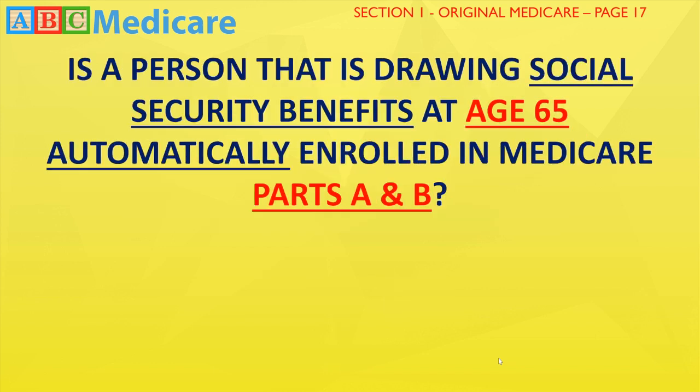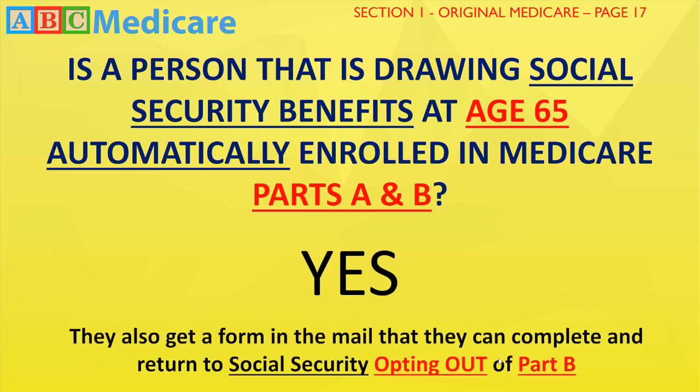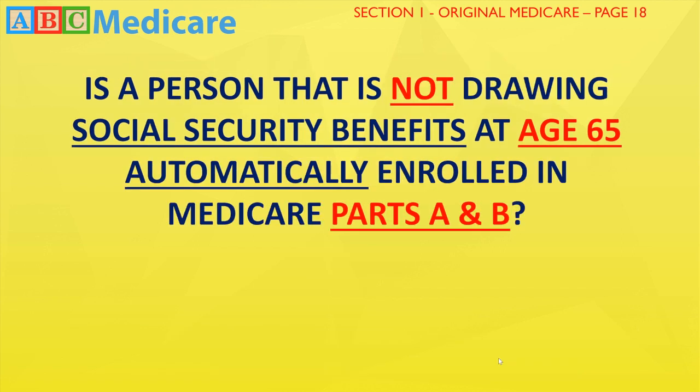Okay? Is a person that is drawing Social Security benefits at age 65 automatically enrolled in Medicare Parts A and B? The answer is yes. They will also get a form in the mail that they can complete and return to Social Security, opting out of Part B. Is a person that is not drawing Social Security benefits at age 65 automatically enrolled in Medicare Parts A and B? The answer is no. They must take action and enroll through Social Security's website, which you can help them do, or they can go to Social Security to get enrolled in Medicare Parts A and B.